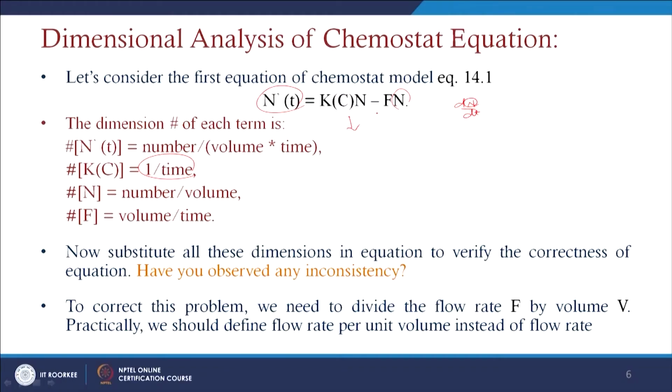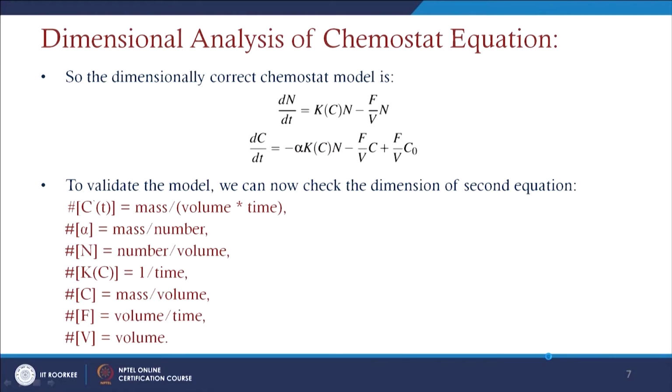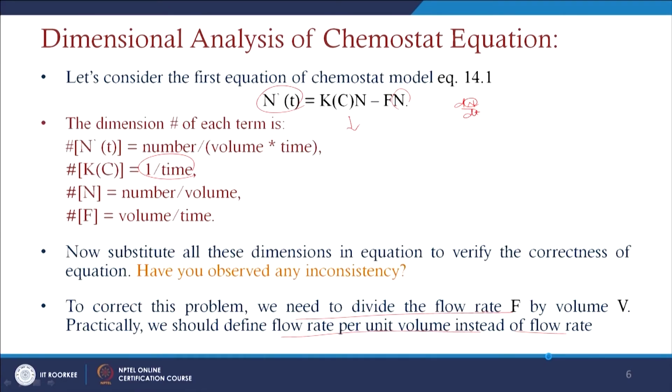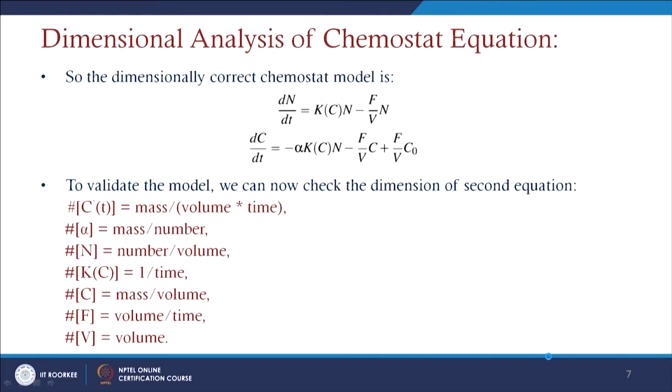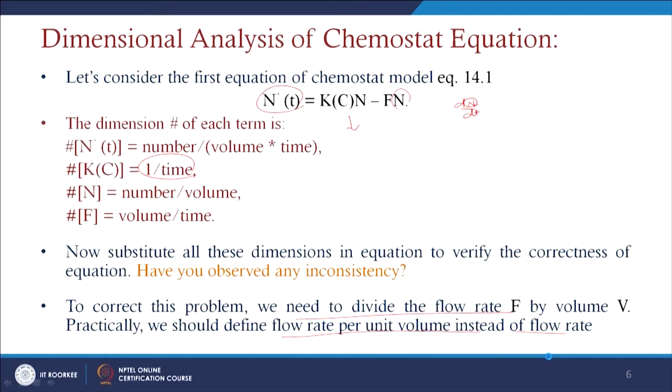To correct this problem, we need to divide the flow rate F by the volume V. So, practically we should define the flow rate per unit volume instead of the flow rate itself. For that, we have to correct this chemostat model, and we will divide F by V in the right hand side, and then we will have a corrected equation here.